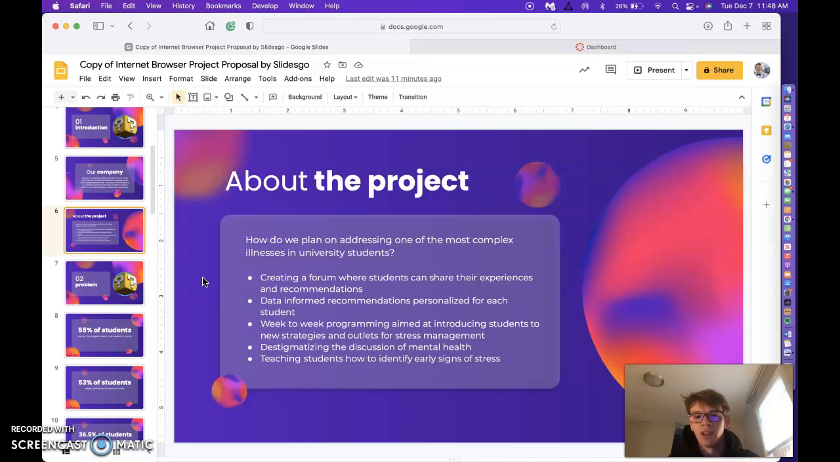Because I feel like building a community and having a strong group of friends that you can talk to about these things is very important in these aspects. Also, destigmatizing the discussion of mental health. That's also a big thing and something that's kind of a taboo and not many people like to talk about for whatever reason. I guess because it's personal, but these connections should help build that bridge and welcome that conversation. And finally, teaching students how to identify early signs of stress.